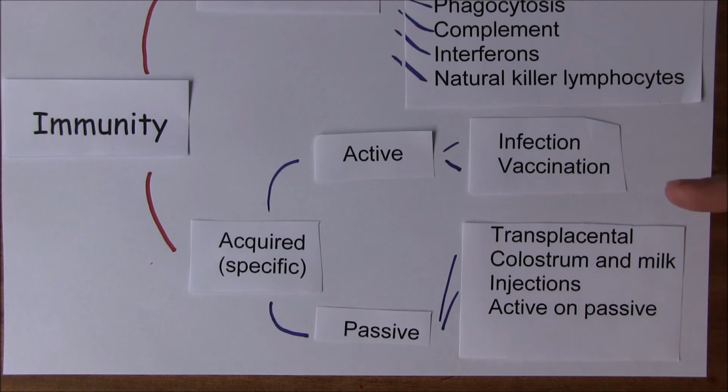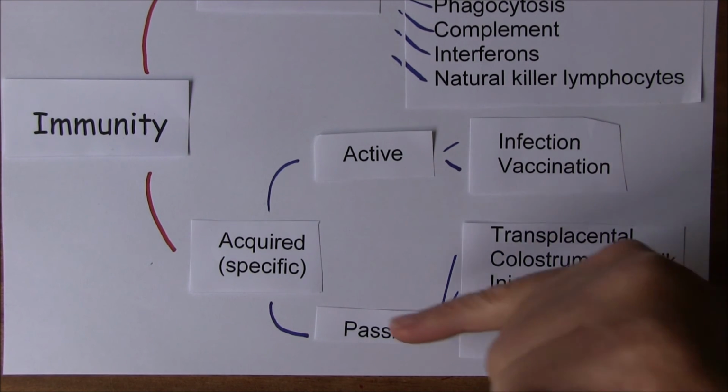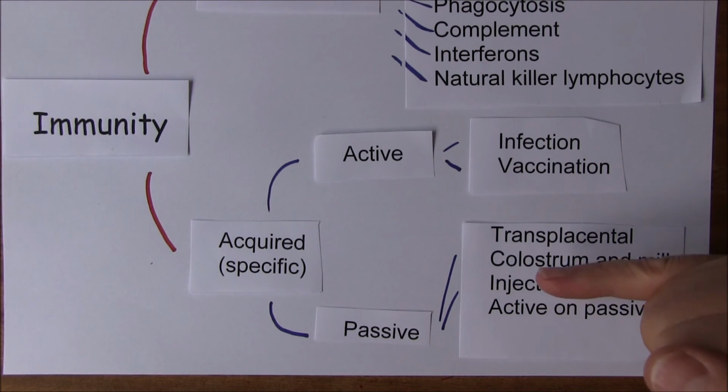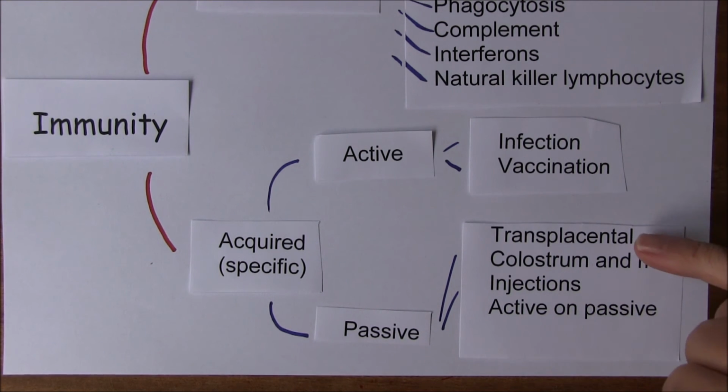So this is great because when baby's born, in theory, baby can be immune to everything that mother was already immune to. And this lasts for several months, and even some effect up into the first year of life.